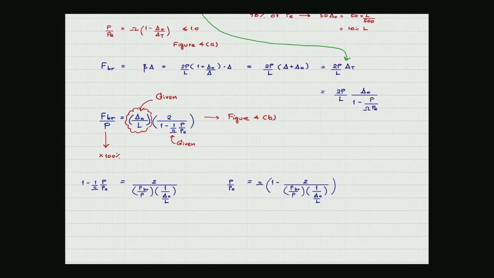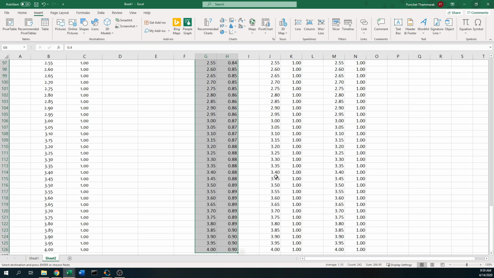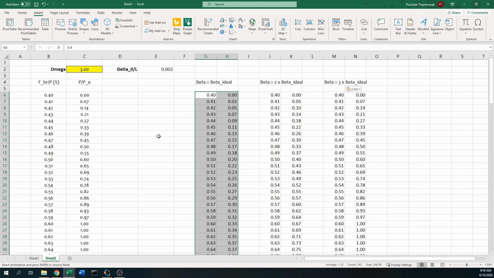So let's plot it out. And insert. Oops. Sorry, I didn't change the screen. Okay, I didn't change the screen back here.